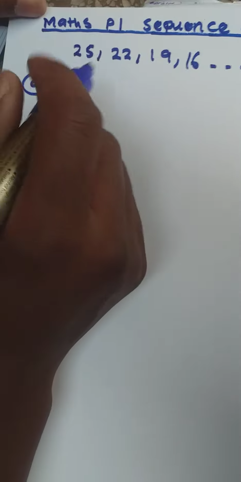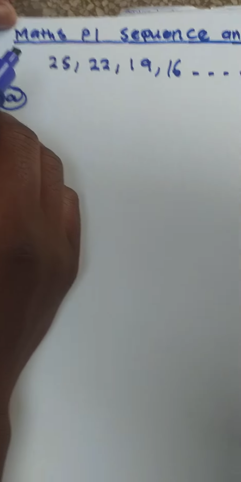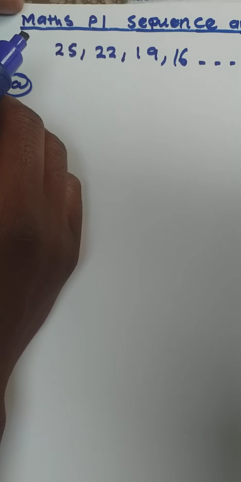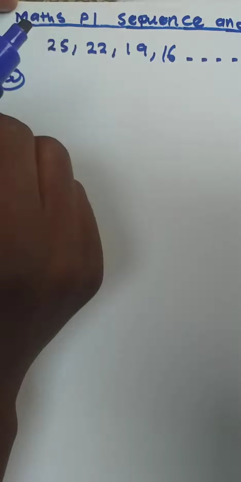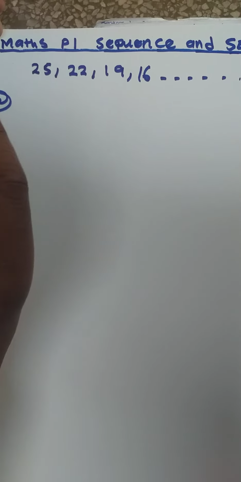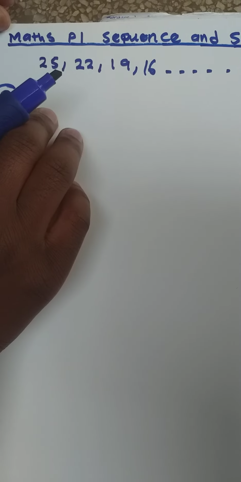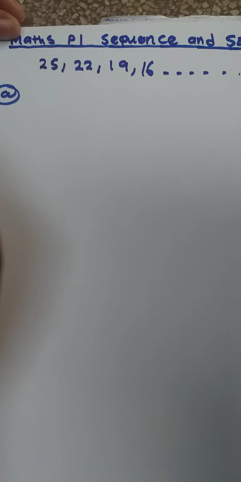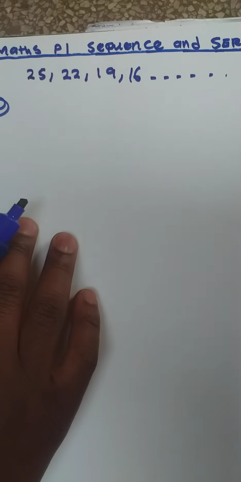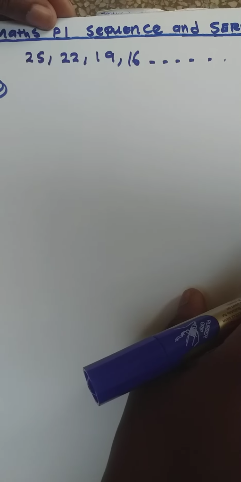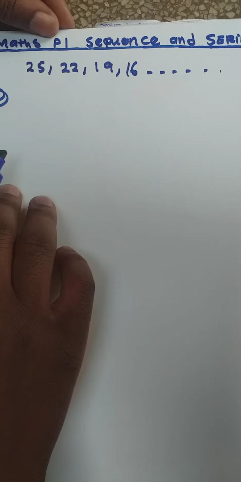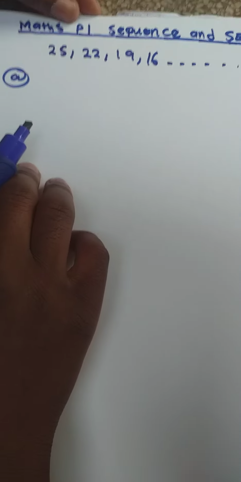In paper 1, usually we deal with the arithmetic progression or AP, and then in paper 2 we usually alternate between arithmetic progression and geometric progression, but in paper 1 mostly it's arithmetic progression. For this sequence we can clearly see that it's an arithmetic progression. That is usually what comes in paper 1.